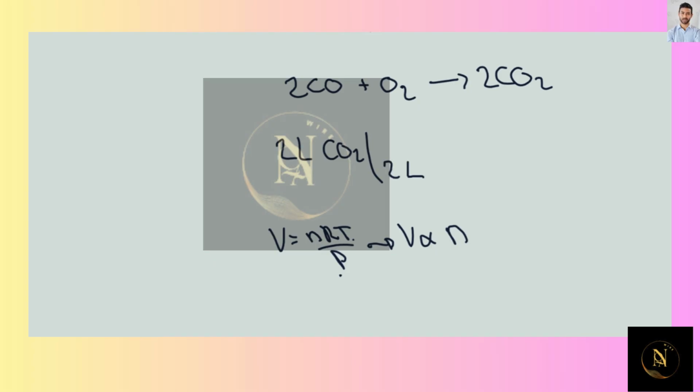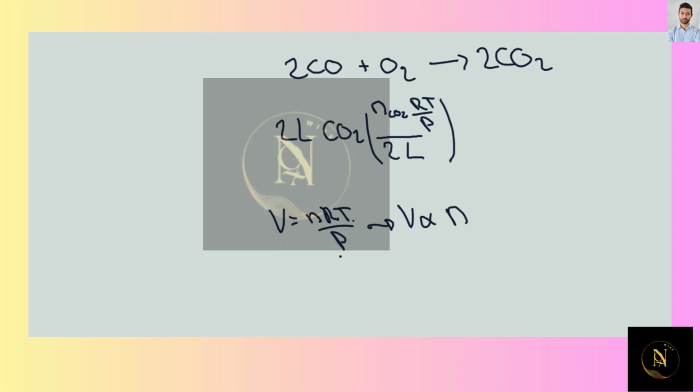2 liters is going to correspond to an amount of CO2 times RT divided by pressure. This is going to be a conversion factor. Dividing this quantity is going to give us a result equal to 1.